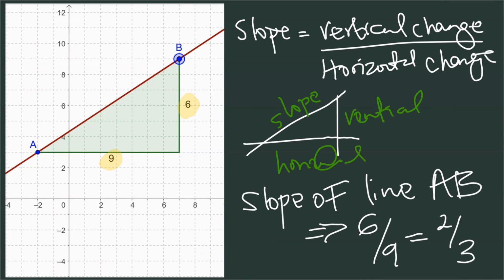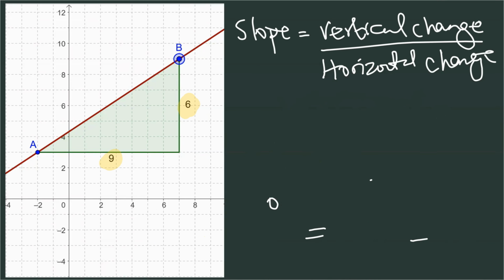But here's the trick. Where did they get 6 and 9? Where did these 6 and 9 appear in this graph? We are going to find the vertical change and the horizontal change.